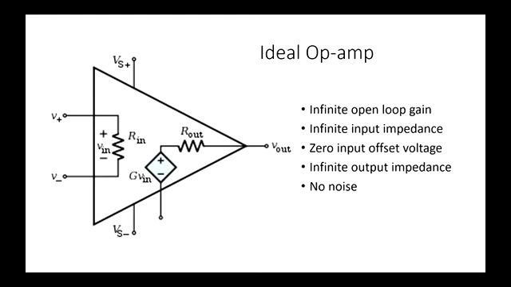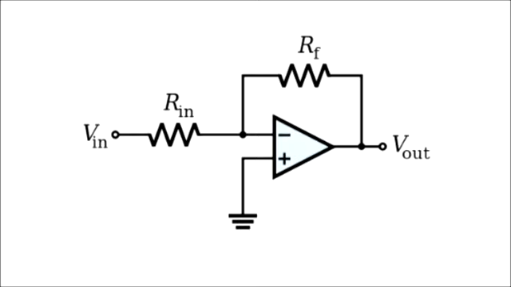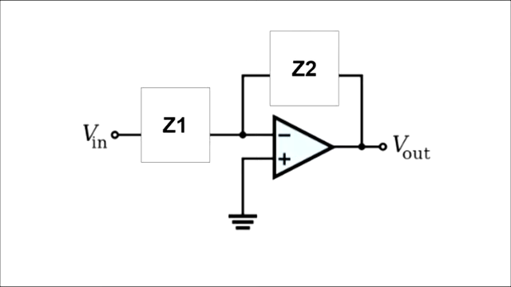The ideal op-amp will also have an infinite output impedance, and there won't be any noise from the operation of the amplifier. Here is an inverting amplifier where the gain from V out to V in is V out over V in. Let's replace the resistor component in the circuit with impedances Z1 and Z2. Now we can analyze the gain as Z2 over Z1.